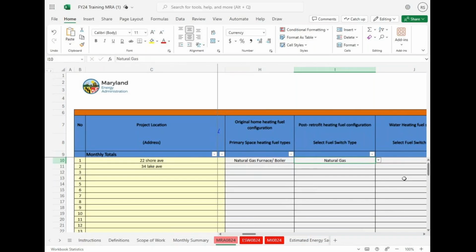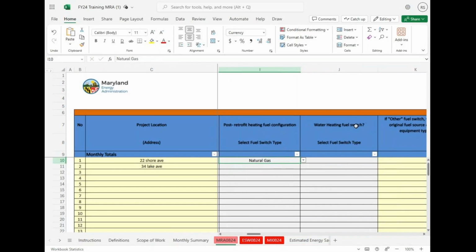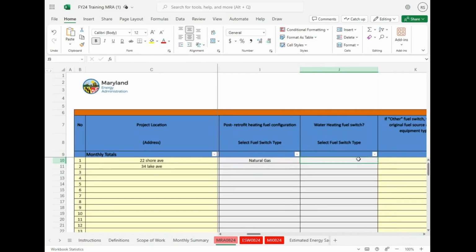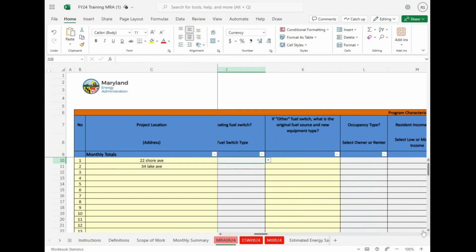Okay, this is also new, the water heating fuel switch. Let us know what your original was and what you changed it to, for example a heat pump water heater. Okay, these are new, like I mentioned, and they are very helpful resources for us to conduct our final energy savings. Okay, moving along the list. If there are any others, please type in what those change of measures were, please.